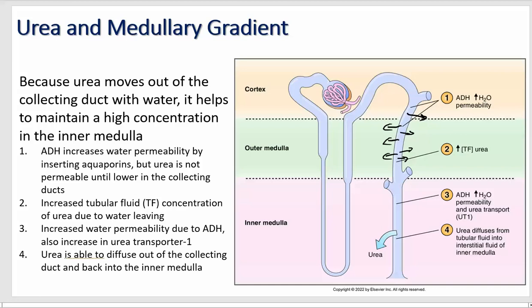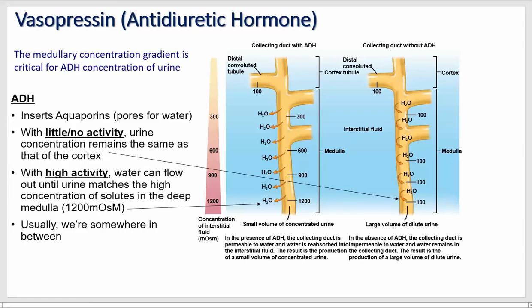Then, step 3: increased water permeability due to ADH also increases urea transporter 1. So now it's like, okay, there you go, urea, you can start to leave too. We have water leaving, and now urea can leave. And then of course it's immediately secreted back in, and that's the cycle of urea, and that's how it helps to maintain that concentration gradient.